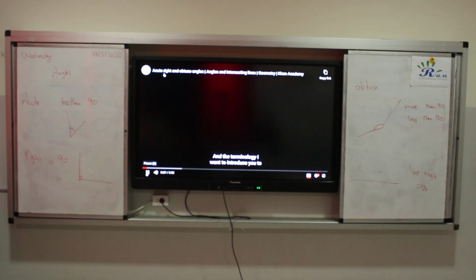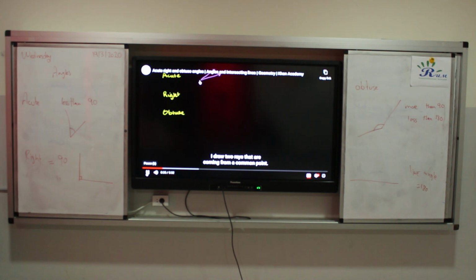And the terminology I want to introduce you to are acute angles, right angles, and obtuse angles. And I think when we just go through these, they'll be pretty self-explanatory. An acute angle is an angle. Well, let me just draw them first, then it might start to make sense. So an acute angle will look something like that.